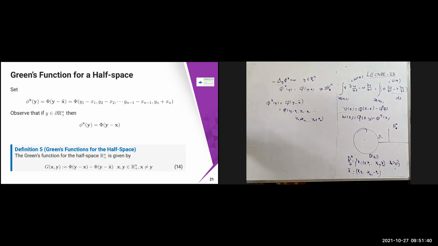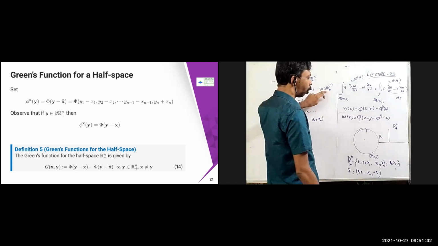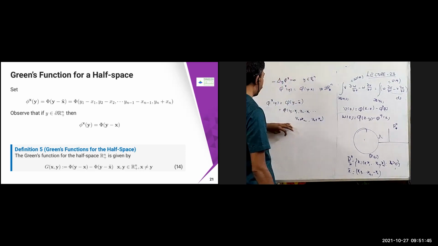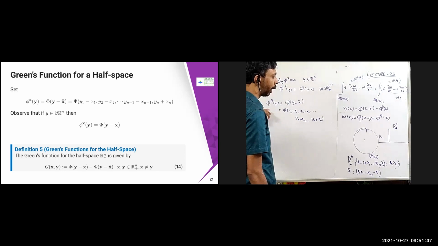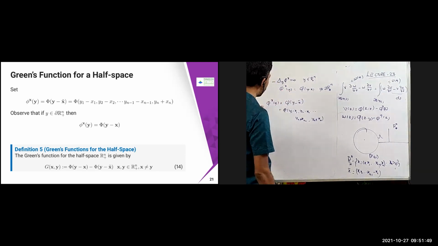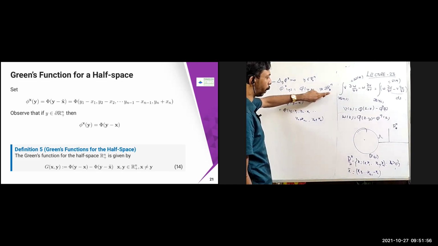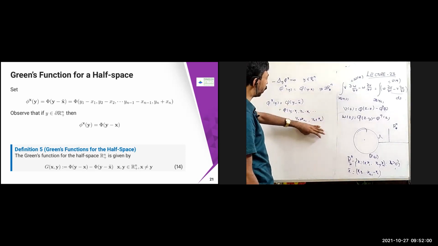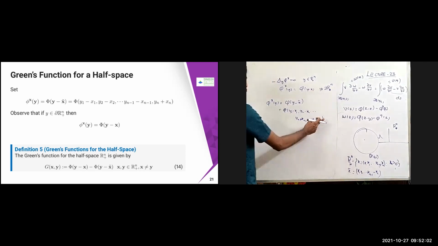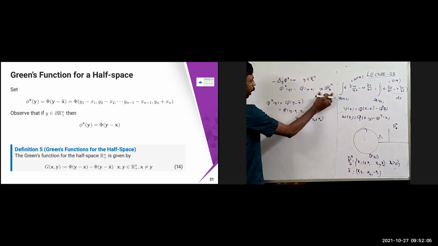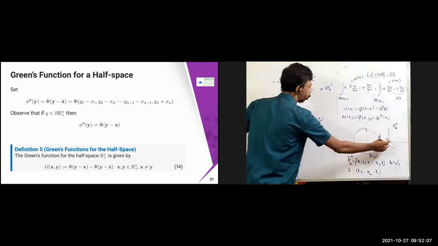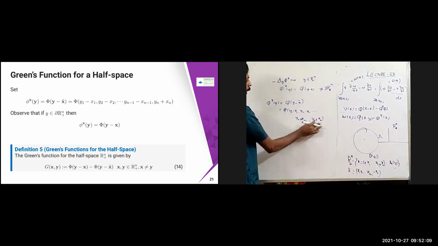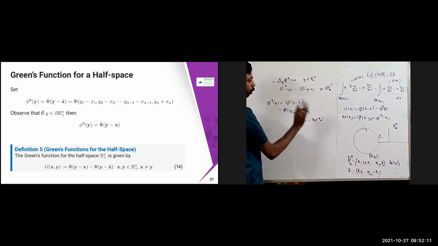So if y belongs to the boundary of R n plus, you can easily observe that phi x y is going to be pi of y minus x. If I set phi x y this way, this is easily satisfied, because on the boundary the last coordinate is 0, so x bar and x coincide in that term. Therefore it is clearly satisfied and not a problem at all.